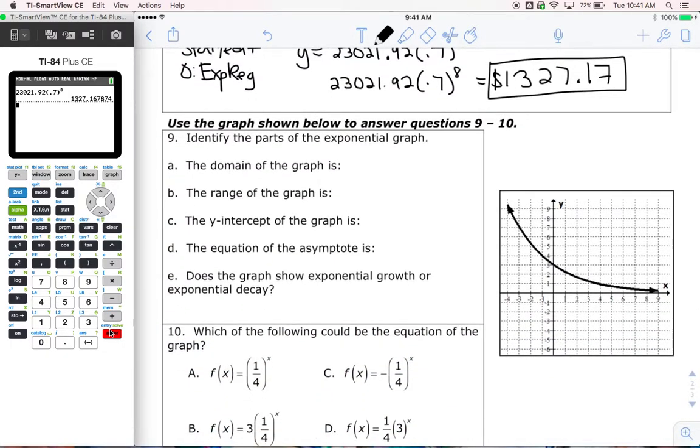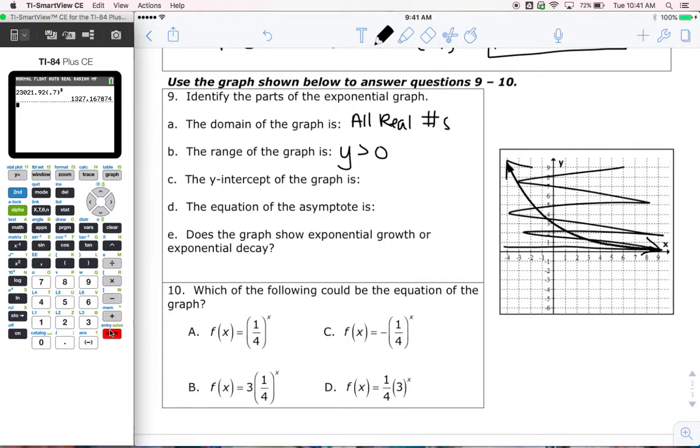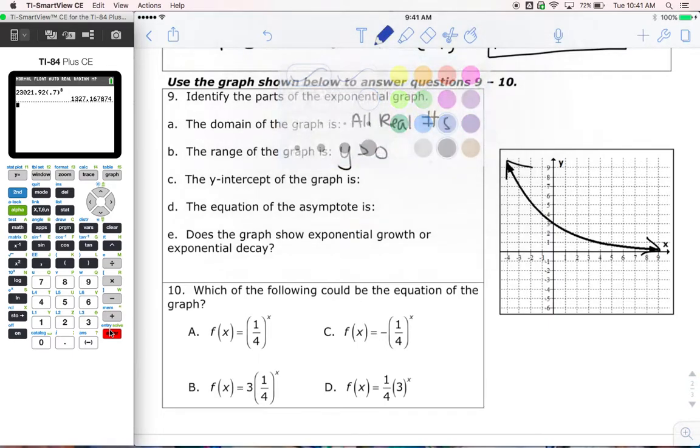Problem 9 and 10 are quick. Here we go. The domain of the graph, since it's going left forever and right forever, the domain is all real numbers. The range of the graph is y is greater than 0, right? It doesn't actually touch 0, but it's all in the positives. All right, the fact that it doesn't actually touch 0 is because of this asymptote.